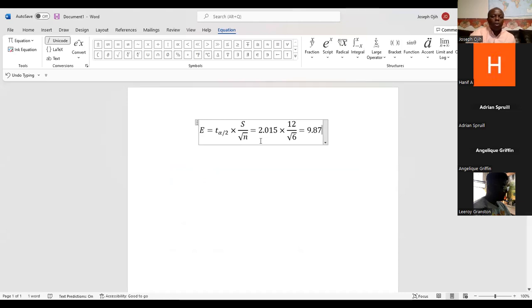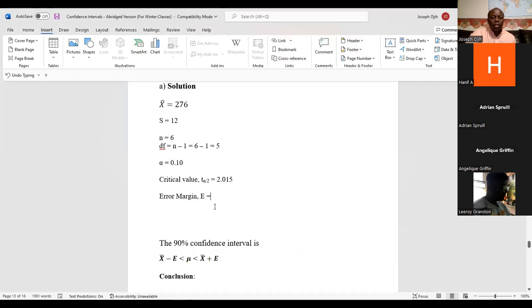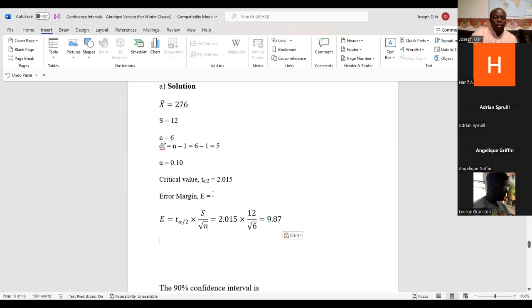9.87. So I'm going to copy all this since we got our error now. 9.87, taking you to our main workbook. See? So we found our error margin E. Now, once you find your error, you have gotten your confidence interval.